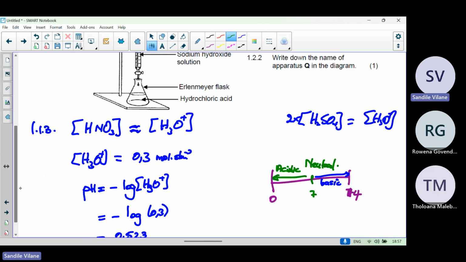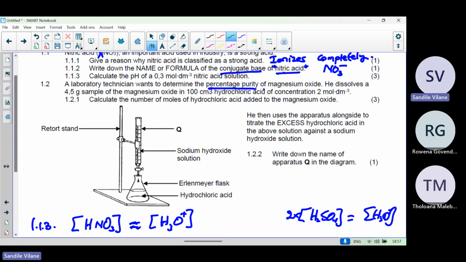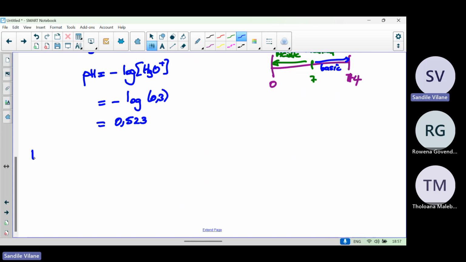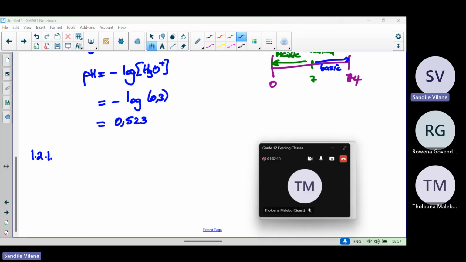Now, what do they say? What is happening here? They are saying that he dissolves 4.5 grams of the sample. There is your sample mass of magnesium oxide in 100 cubic centimeters of hydrochloric acid with a concentration of 2 moles per cubic decimeter. Calculate the number of moles of the acid that is added. So what do I have? I've got the volume, I've got the concentration. I should be able to easily calculate the number of moles of the added acid.